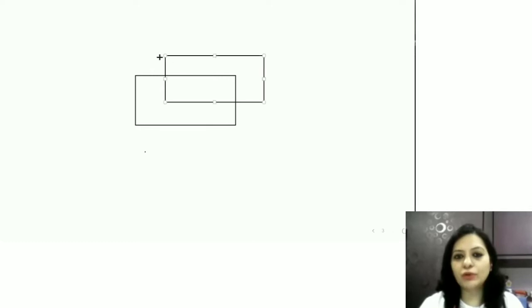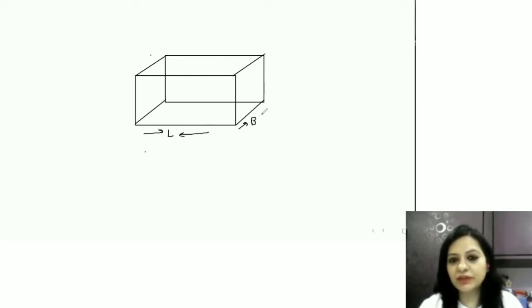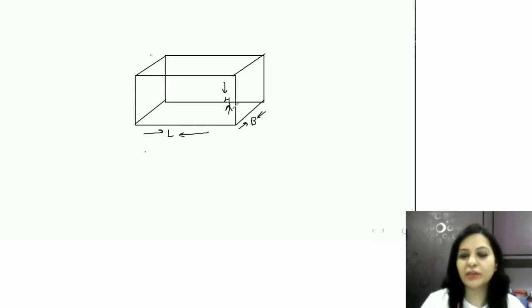Yes, let us talk of cuboid only, sir. We were talking of rectangle, so let us talk of cuboid also. Suppose I am talking of a cuboid. Now in a cuboid, we have something like this. So this is actually the length, this is the breadth, and this is the height. In a cuboid, we have all three dimensions different.